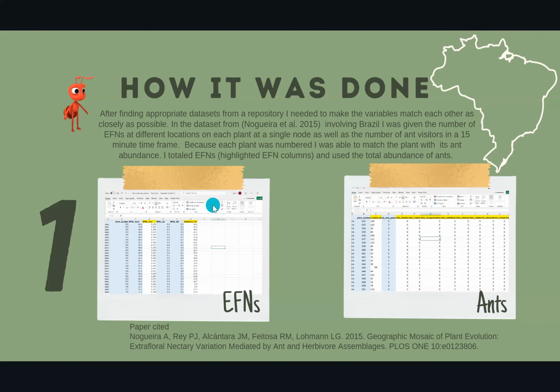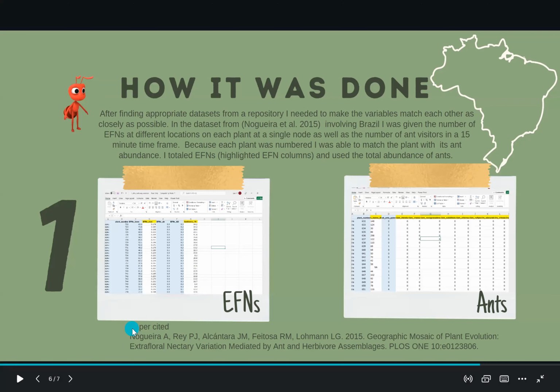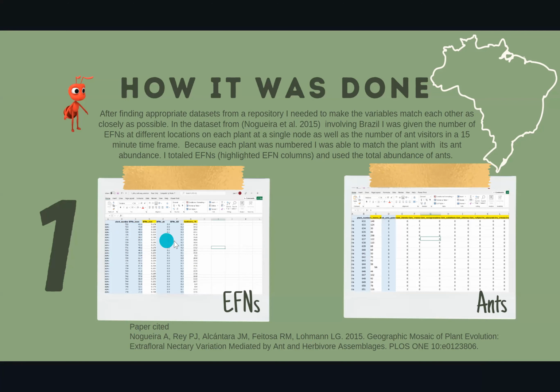The way I did it, I took the data from one paper, this paper over here, Geographic Mosaic of Plant Evolution, and I added up all the different EFNs. The scientists in this paper localized the EFNs on it, whether the basal abaxial side, the abaxial higher up, or the adaxial. So I totaled all those up, added them, and then I matched that up with the number of ants on each tree.